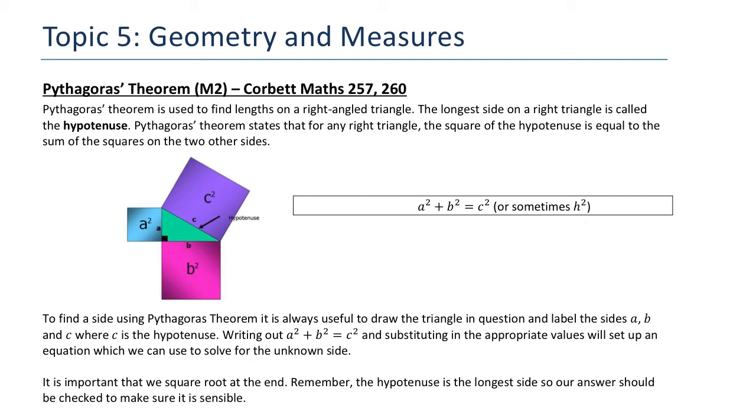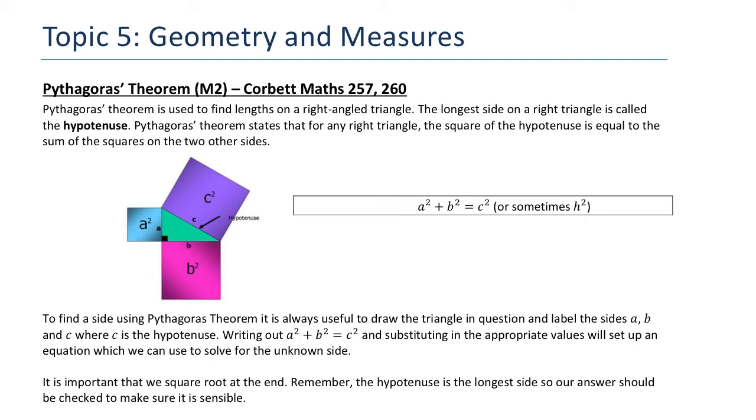And Pythagoras Theorem states that for any right angle, the square of the hypotenuse is equal to the sum of the square of the two other sides. Now for a right-angled triangle, we label the hypotenuse as side C and the other two sides as A and B. Sometimes you could label the hypotenuse as H, but generally because we're calling the other two sides A and B, we just tend to go for A squared plus B squared equals C squared.